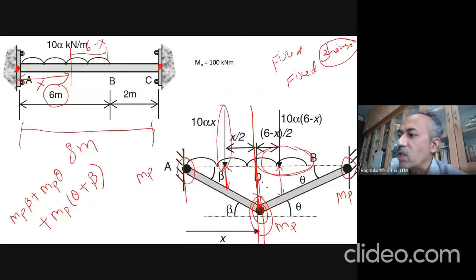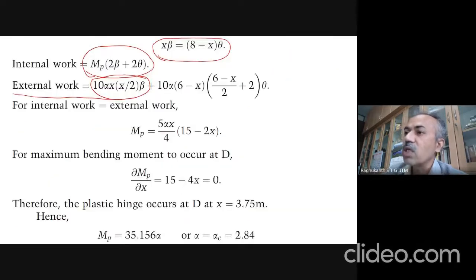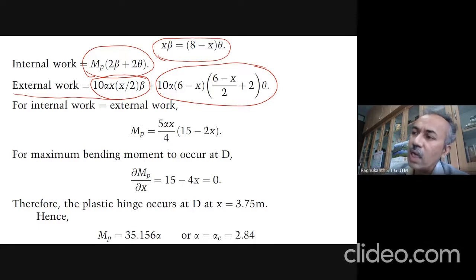In a similar fashion, you have to find the deflection here. This you can easily write in terms of theta. This turns out to be 10 alpha into 6 minus x, into (6 minus x) by 2 plus 2, times theta. This is the external work done by this portion of the UDL, the other portion which is located on the other side of the hinge. Now you equate internal work to external work.